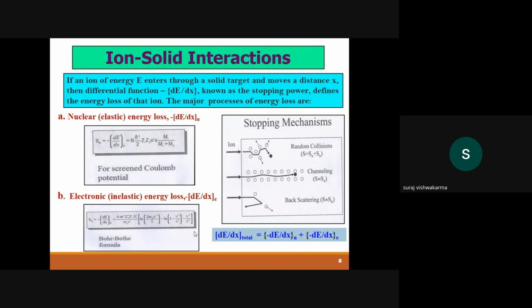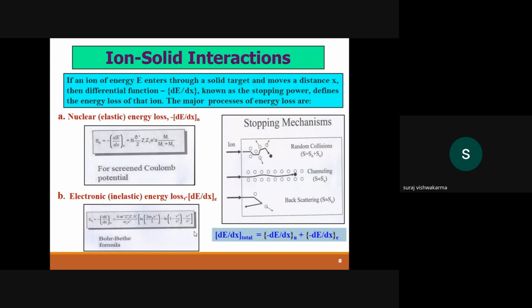Now, what happens when a particular ion goes inside the material? What are the actual processes? If an ion of energy E enters the solid target and moves a distance x, then the differential dE by dx is called stopping power. Anything you hit on a surface does not immediately go inside. There are certain things which will restrict it.